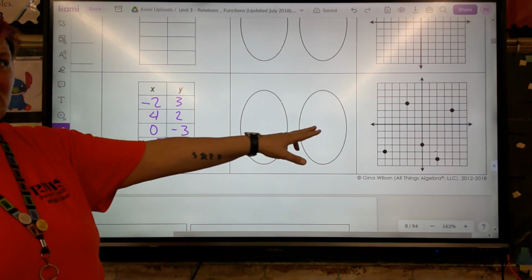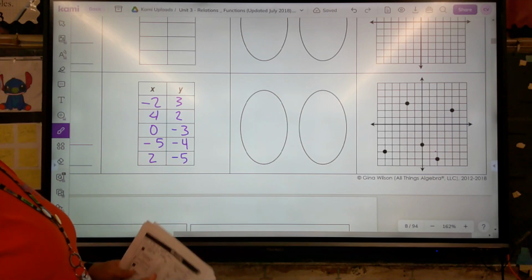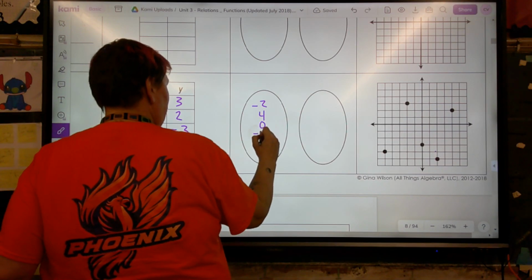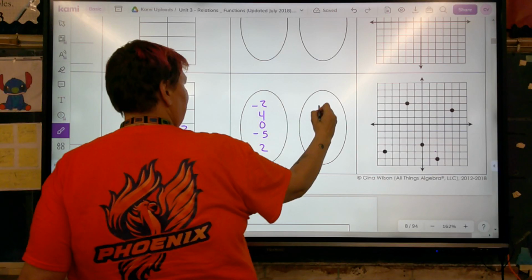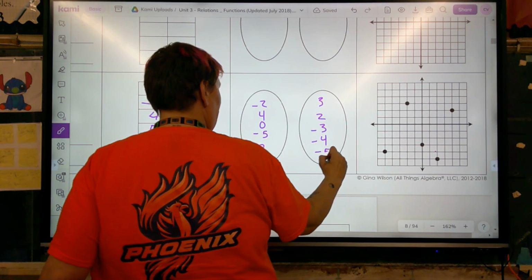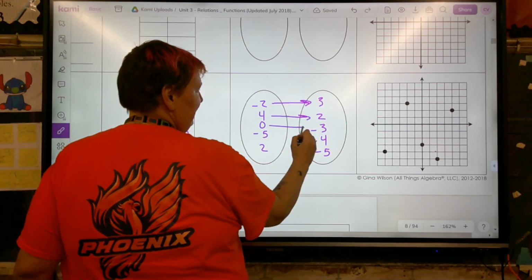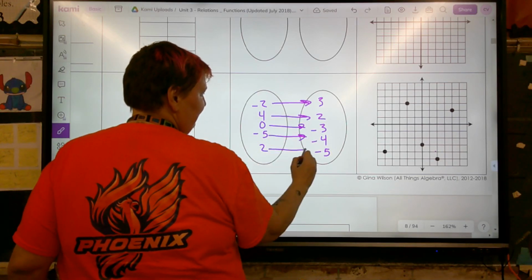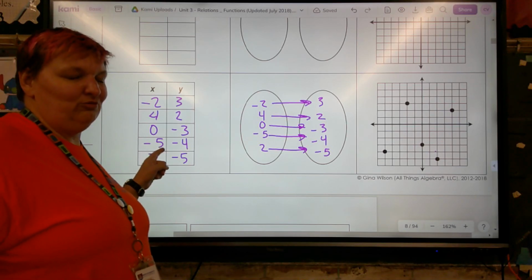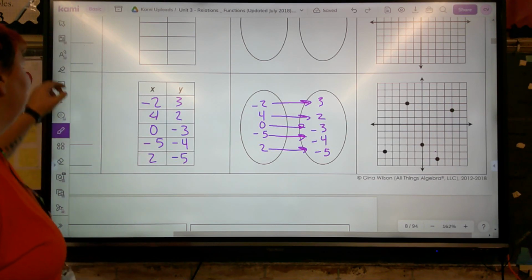So now I have 2 of the representations. I can use this to fill in this, easy peasy. Right? -2, 3, 4, 2, 0, -3, -5, -4, 2, -5. And then I just connect them across. Because I put them in order from the table, mapping them is super easy. Right? Because they're already in order. That's why I put them in the table first. This makes everything easier. Alright?